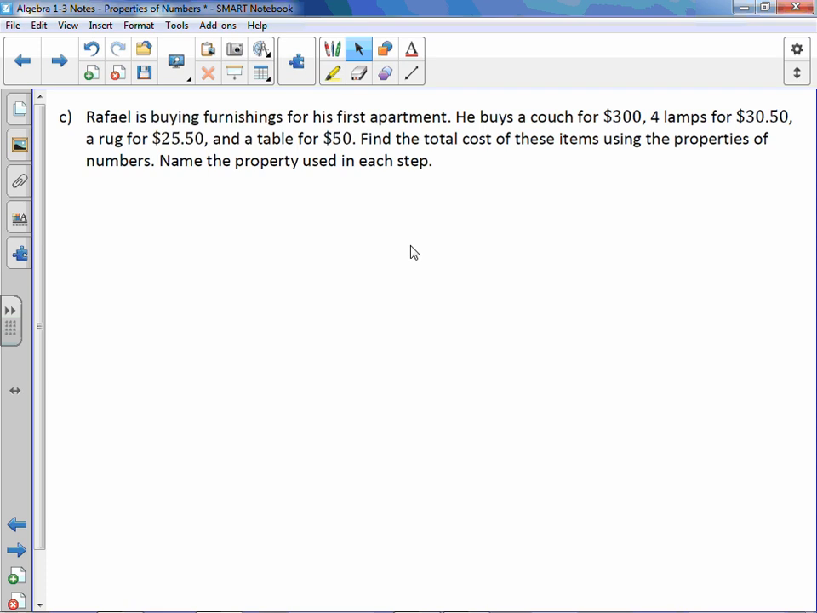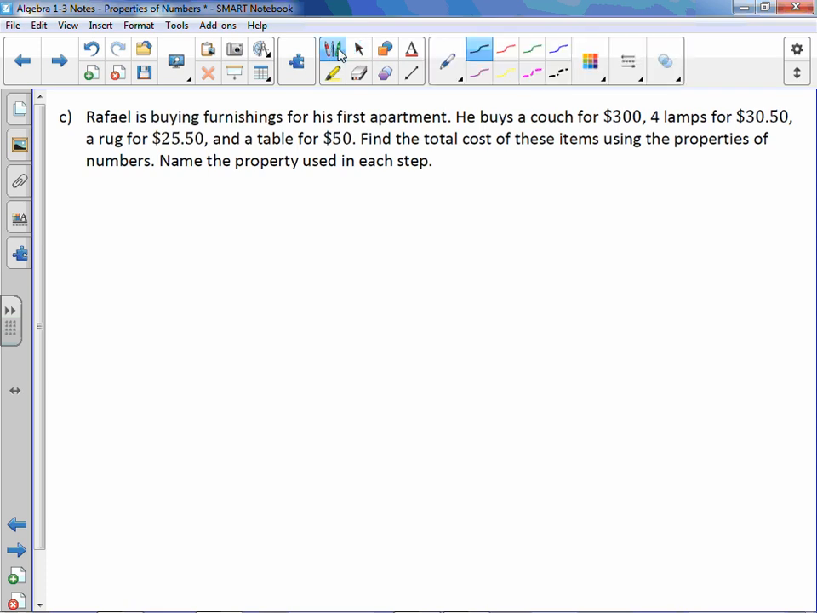Raphael is buying furnishings for his first apartment. He buys a couch for $300, 4 lamps for $30.50, a rug for $25.50, and a table for $50. Find the total cost of these items using the properties of numbers. Name the property used in each step.